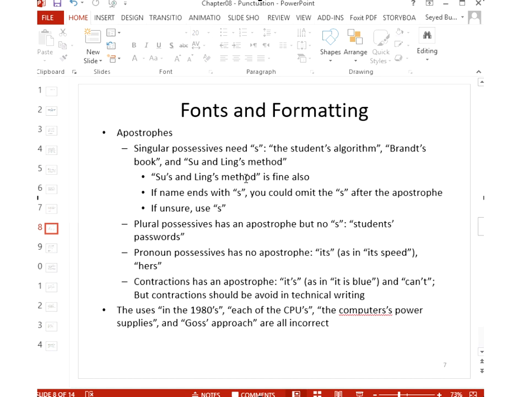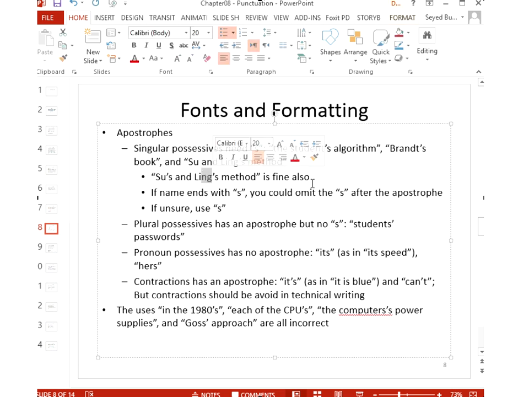What about apostrophes? If you have a singular possessive, then you can have s with an apostrophe, like student's. And Sue and Lin's, so you can write Sue's and Lin's methods, fine as well. If the name ends with an S, you don't use the S, you only use the apostrophe. Okay, if you are not sure, it is better to use the S.